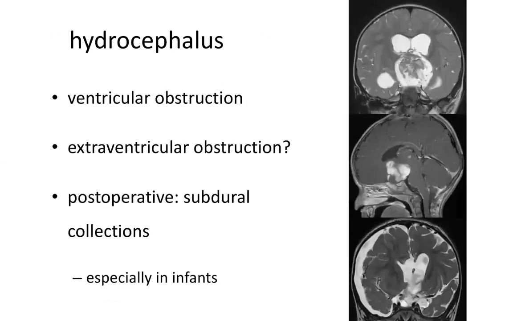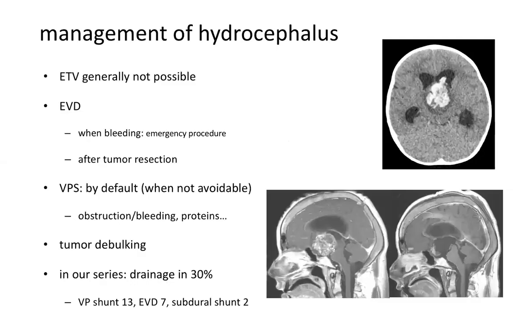So hydrocephalus, how do we manage it? It can be caused by ventricular obstruction, but also sometimes by extraventricular obstruction when there is arachnoidal seeding of the tumor. Or it can happen after surgery because these are often infants who develop subdural collections after surgery. So how do we manage hydrocephalus? ETV is generally not possible.